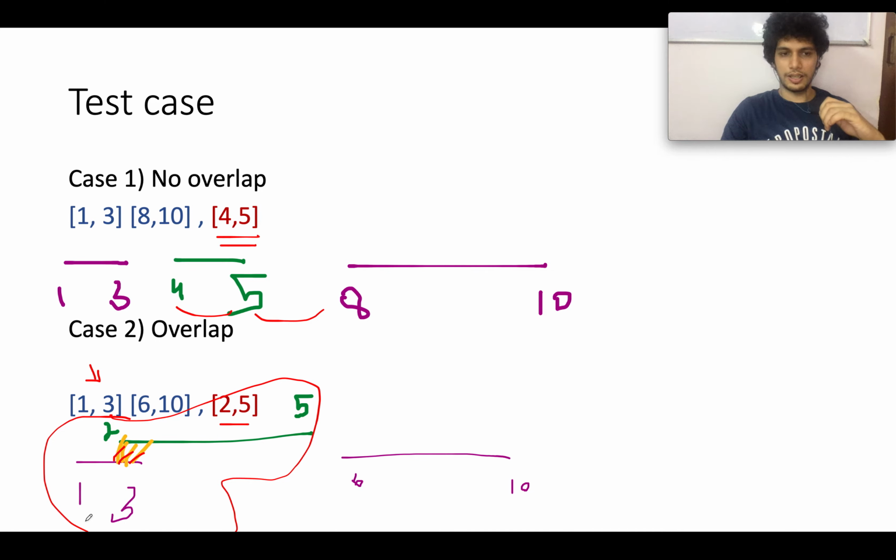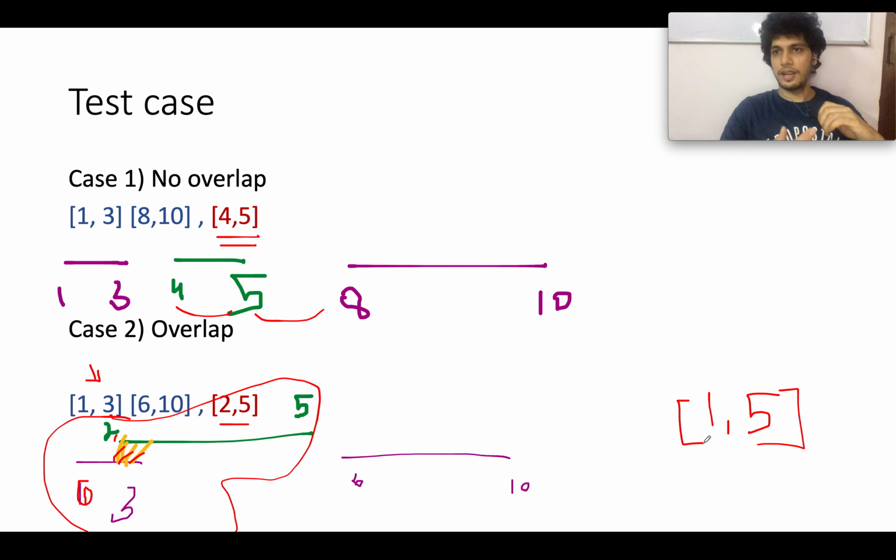How do you merge it? Minimum of the start points of the two intervals, minimum of 1 and 2. So you got 1, and the max end time would be the maximum of these two, which is 3 comma 5. Maximum of 3 comma 5 is 5, and you got 1 comma 5.